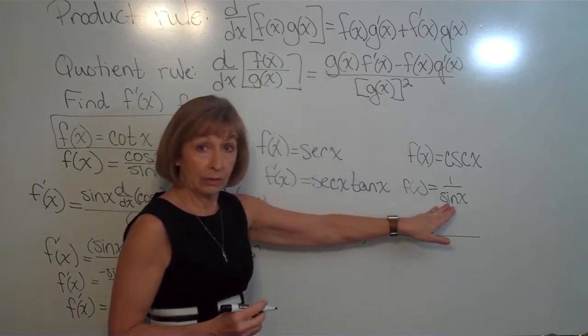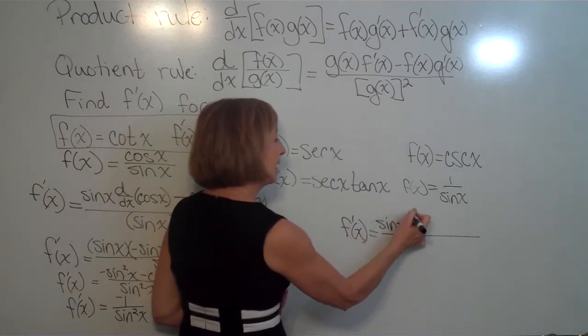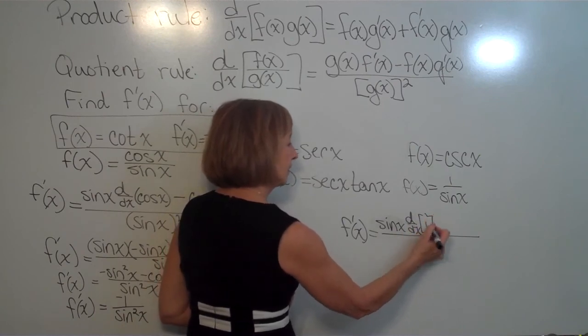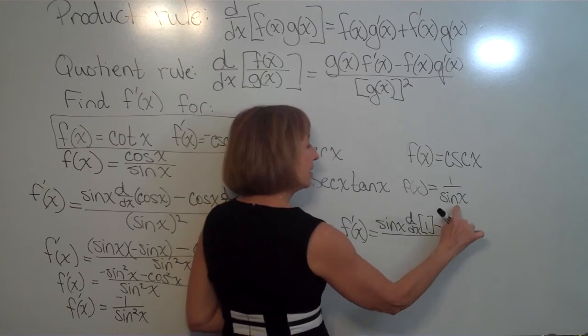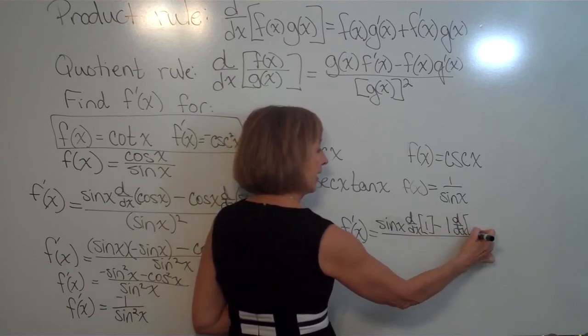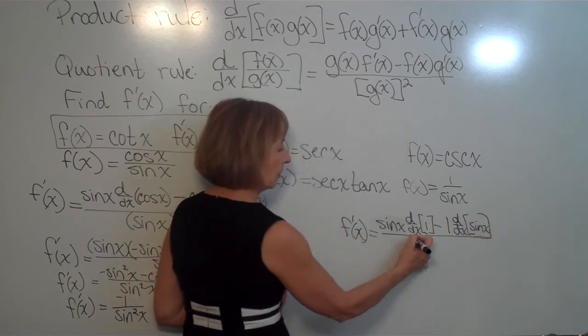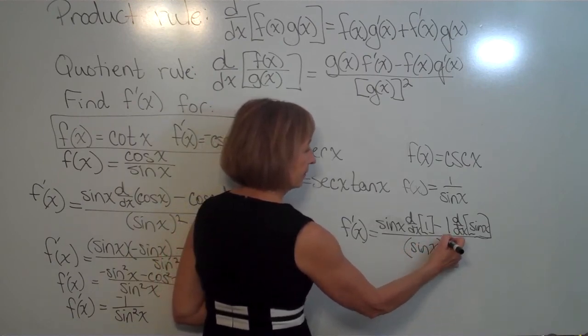So now we're going to go low, sine x, d high, derivative with respect to x of 1, minus high, 1, d low, derivative with respect to x of sine x, all over low, low. So all over sine x squared.